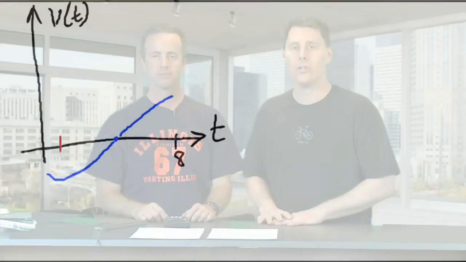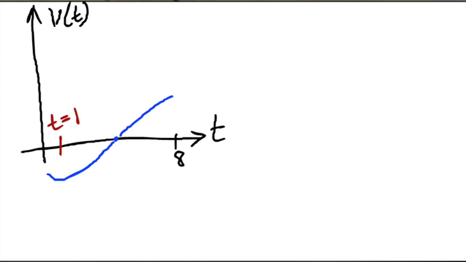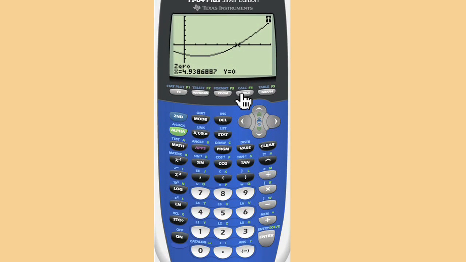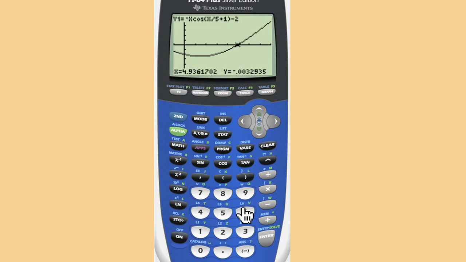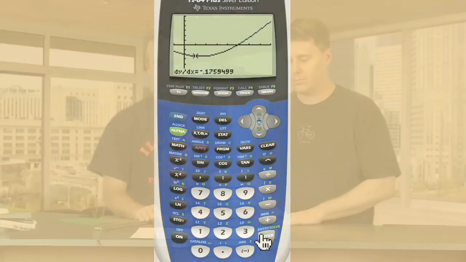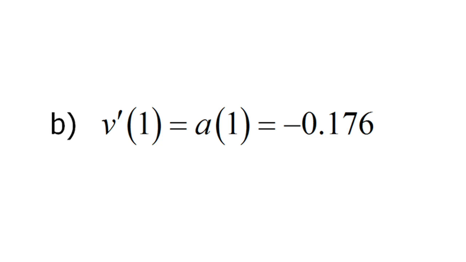What is the particle's acceleration at t equals 1? Since acceleration is the rate of change in velocity, what we're really looking for is the slope of v at time equals 1. To find that on your calculator, hit second, calculate, and scroll down to number 6, the derivative, and just type 1 since we're looking for the acceleration at t equals 1. Your calculator reads dy over dx, or the derivative, equals -0.176. That means the answer to your question is the acceleration at 1 is equal to v prime of 1, which equals -0.176. Good, that takes care of B. Let's move on to part C.